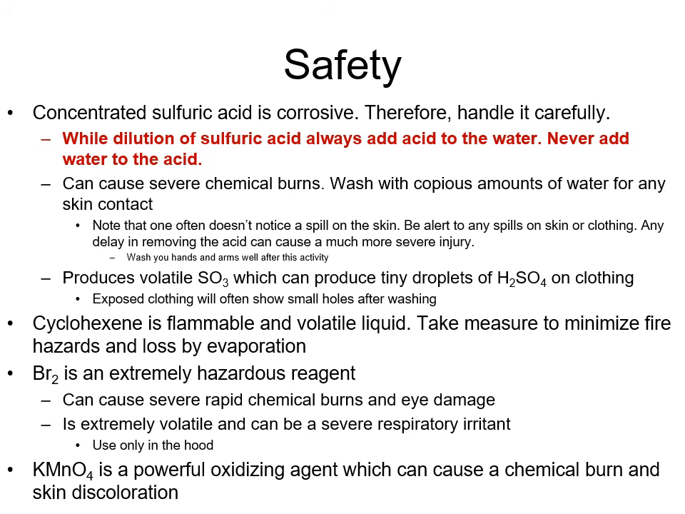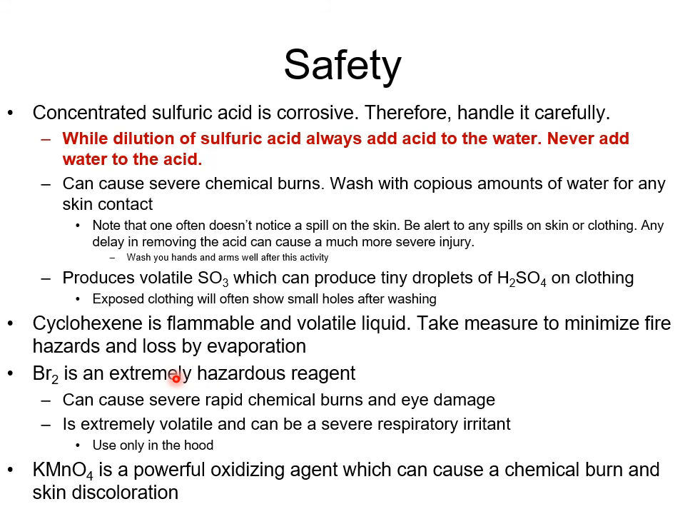So this produces a volatile compound, sulfur trioxide, which can produce tiny droplets of sulfuric acid on your clothing. So be very, very careful. Exposed clothing will often show small holes after washing. Cyclohexene is a flammable and volatile liquid. Take measures to minimize fire hazards and loss by evaporation. This is why you needed the ice, right? Because it can evaporate.